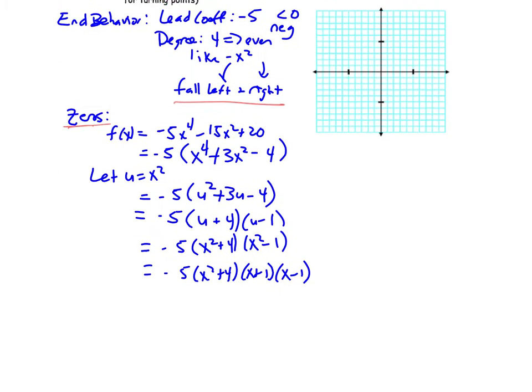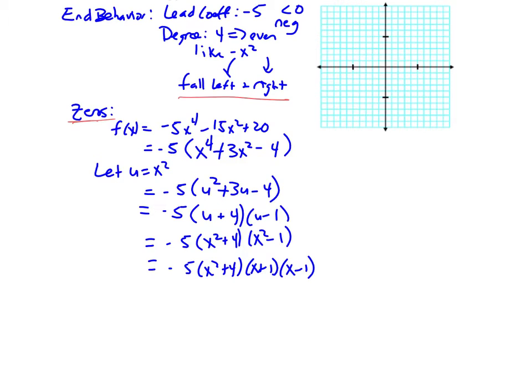And we got down to the point where f of x, we found, was equal to negative 5 times x squared plus 4 times x plus 1 times x minus 1. So if we're solving for 0, we'd set x squared plus 4 equal to 0. We get x squared equals negative 4, and x equals plus or minus 2i. These are not real, so they are not x-intercepts. They're zeros, but they're not real, so we don't have to worry about them for our graph.